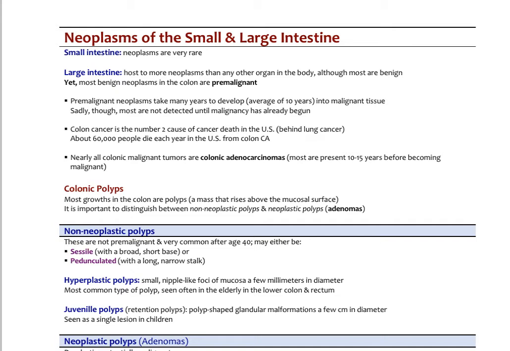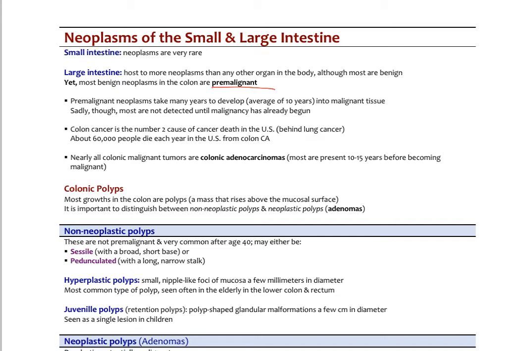However, many of the benign neoplasms are pre-malignant, so they can become cancerous, but over usually years to decades, which is why there's time. But unfortunately, once these become cancerous and start to invade the colonic wall, get into the lymph nodes, and metastasize, the prognosis really decreases. So usually it takes more than 10 years for a pre-malignant neoplasm to become malignant. Unfortunately, a lot of these cancers are not detected until they've already metastasized.